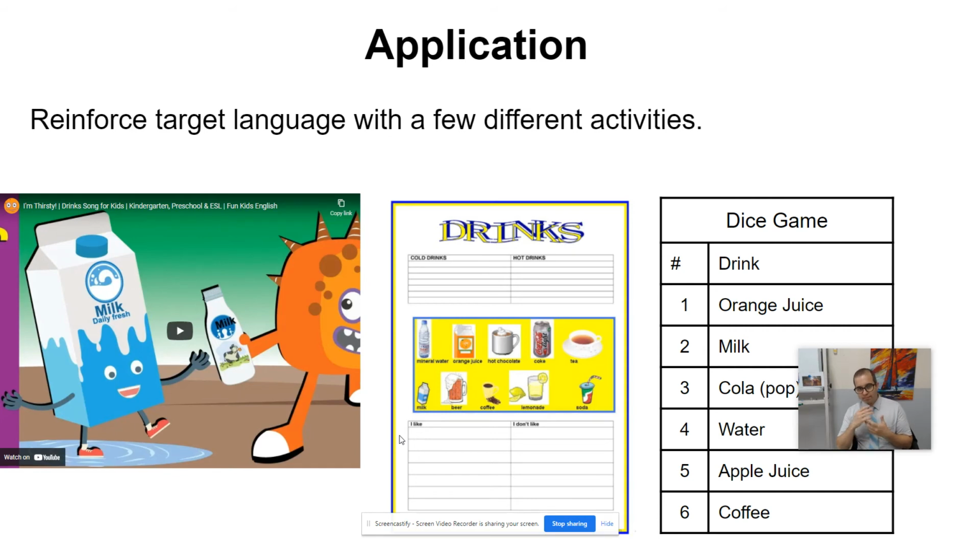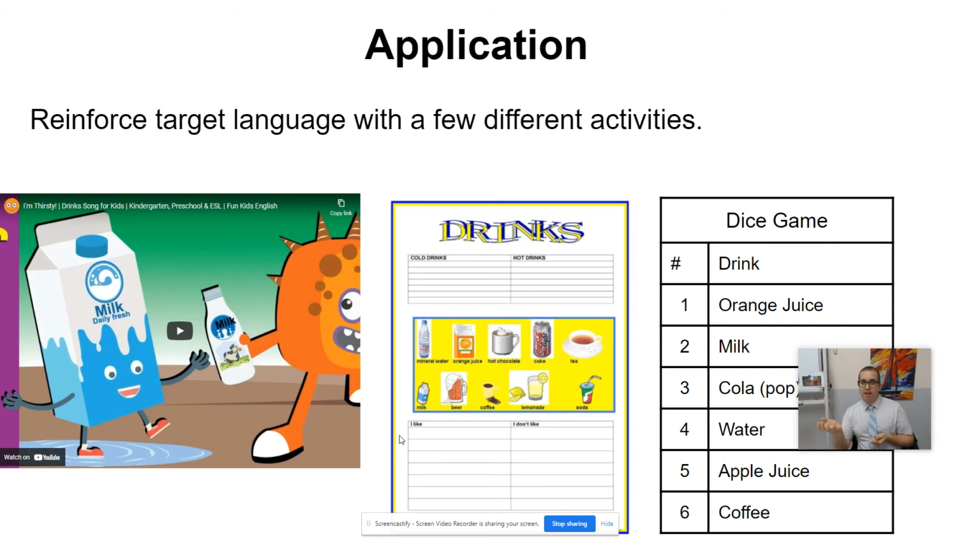In this one, they can have cold drinks. They write the cold drinks: cola, the milk, water, and then the hot ones. They can have tea, coffee, ones I like, I don't like. So some practice writing here.